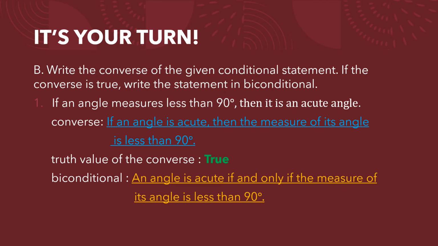Let's check your answers. For converse, if an angle is acute, then the measure of its angle is less than 90 degrees. Let's check its truth value. Is it true that if an angle is acute, then the measure of its angle is less than 90 degrees? Yes, it's true. Therefore, we can write a biconditional. An angle is acute if and only if the measure of its angle is less than 90 degrees. Did you get that right? Very good.